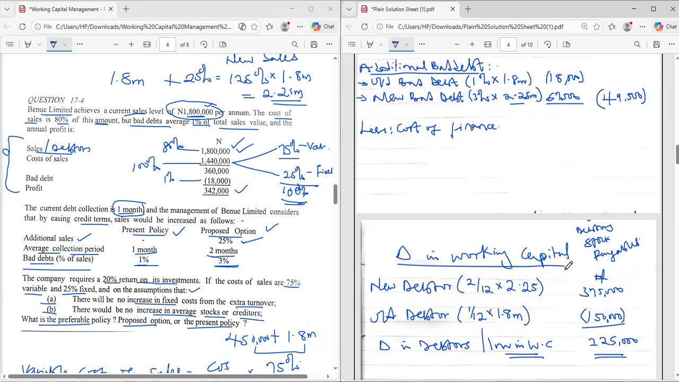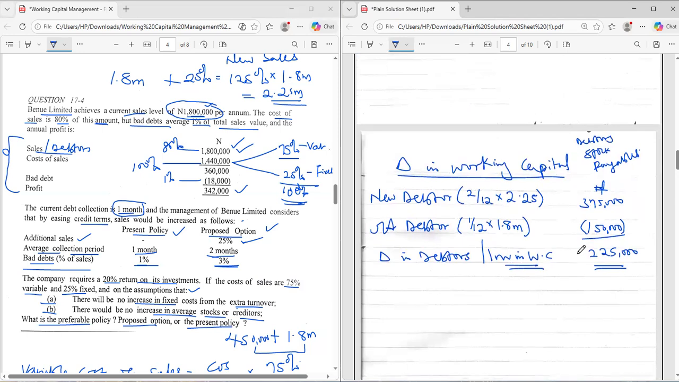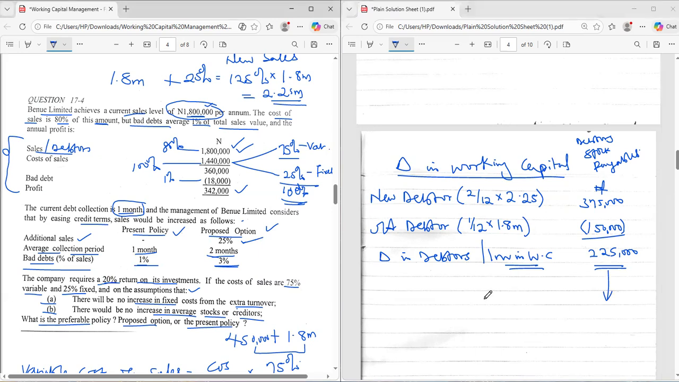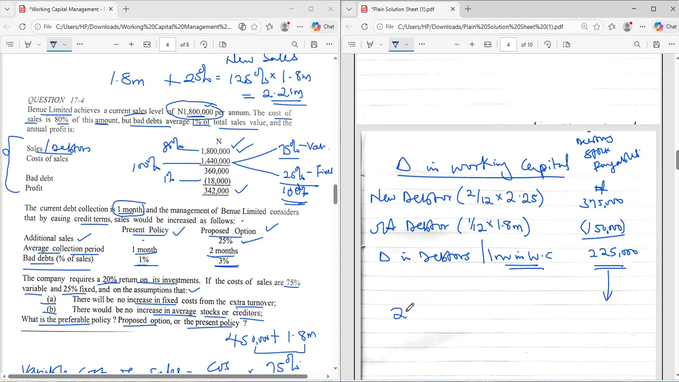Okay, so our net investment in working capital means that our working capital has increased by 225,000. So what is the interest we are going to pay for this 225,000? Check the question. I think they told us 20% ROI. So please do 20%. I will tell you why we are calculating 20% of 225. How much is it?